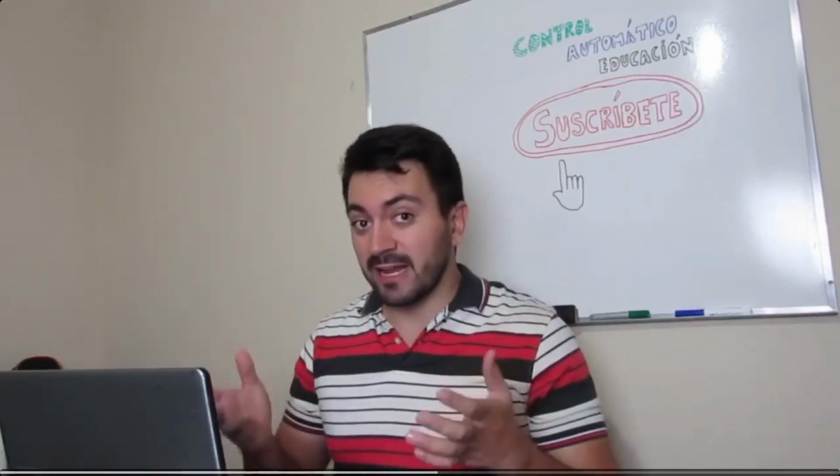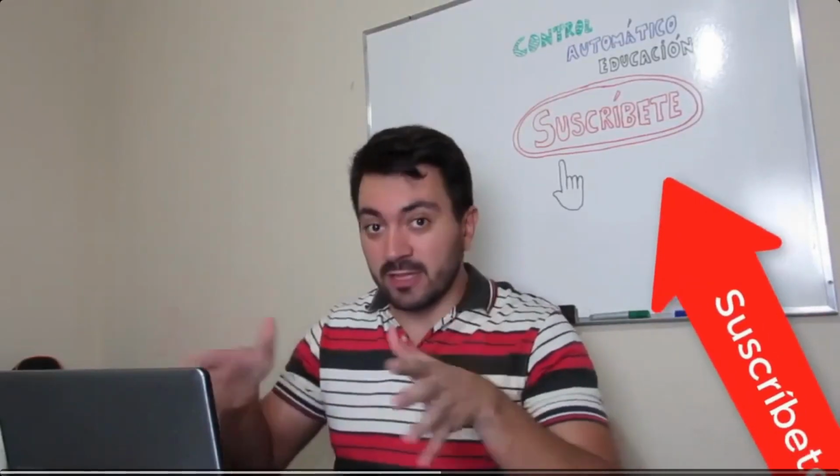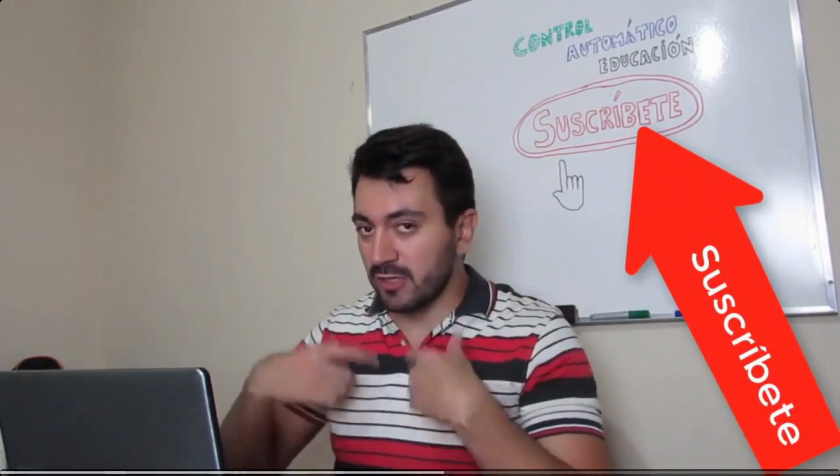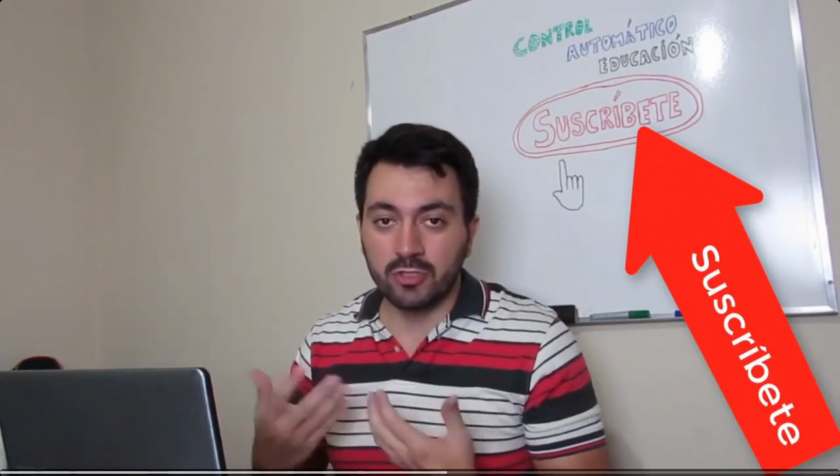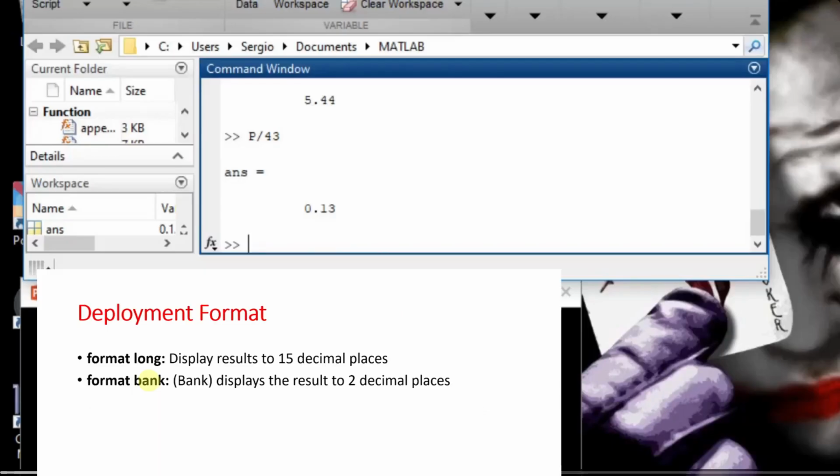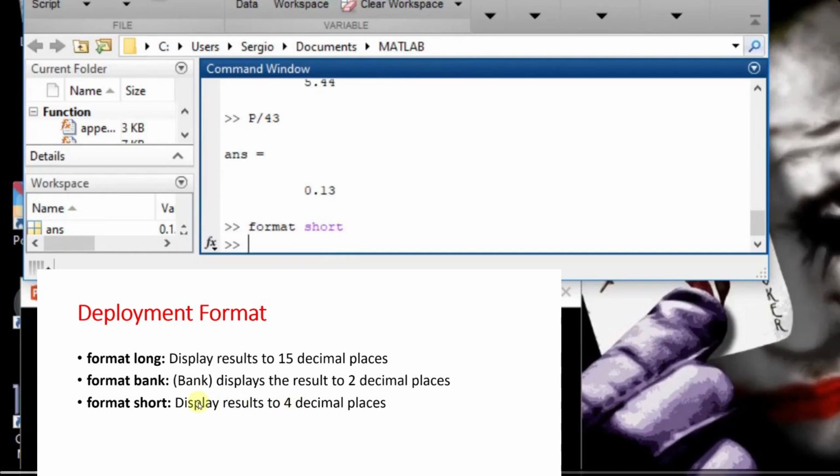So this doesn't mean that MATLAB loses its precision. Internally, it will perform all calculations correctly, but it will only display the result on the screen in the way I specified. Another display or output format in MATLAB is format short, which is the default format. If we use format short, it will only display 4 decimal places.